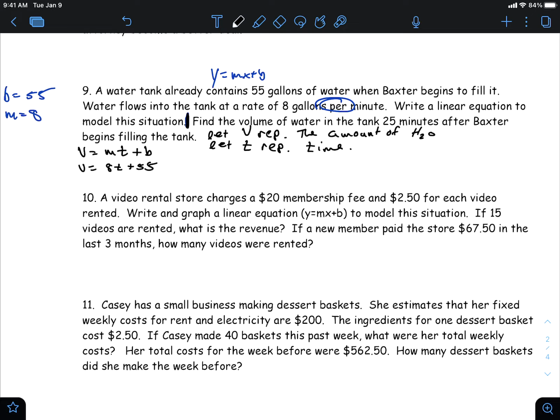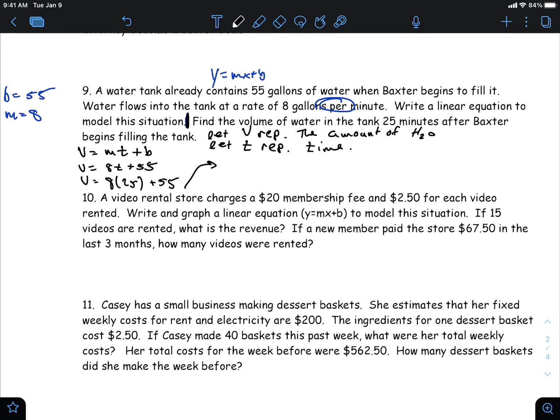Okay? So where's the 25 going? Declan? The 25 is T. So let's plug it in for T, do the math, we'll get a number. That number represents the volume after 25 minutes. Okay? So it's a calculator exercise. V is going to equal 8 times 25 plus 55.